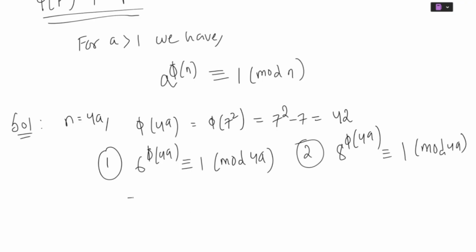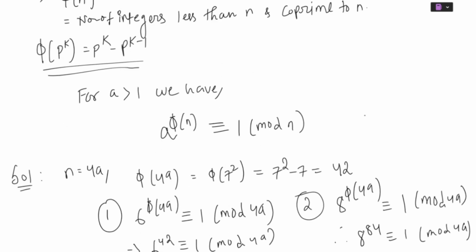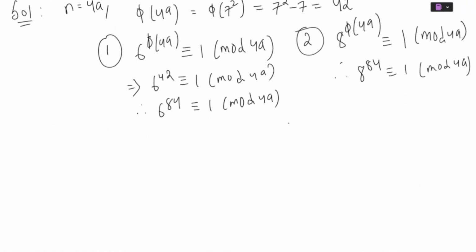This becomes 6 to the power 42 is congruent to 1 mod 49. If you square both sides, which is allowed, you get 6 to the power 84 is congruent to 1 mod 49. Similarly, done in the same way, 8 to the power 84 is congruent to 1 mod 49. But that's not what we want, do we? We actually wanted power 83 and not 84.